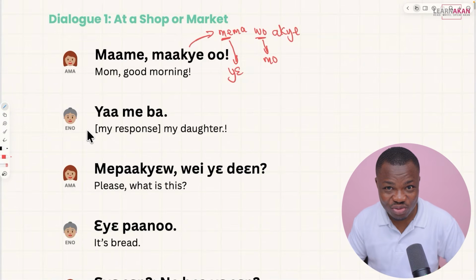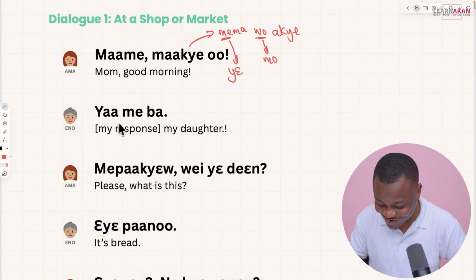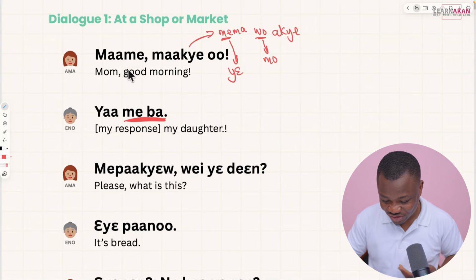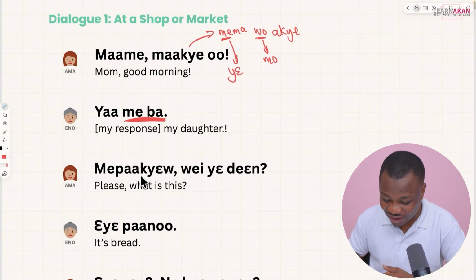And then Eno responds to that with ya meba. So meba is my daughter or my son, so my child, right? Because Ama is young enough to be Eno's child. And then Ama says, Mepachel, we ye dien.